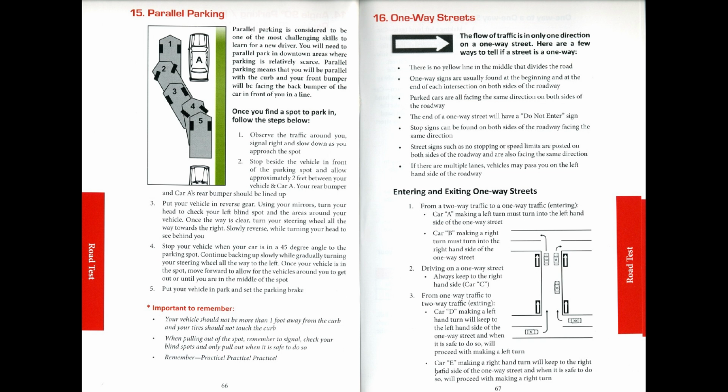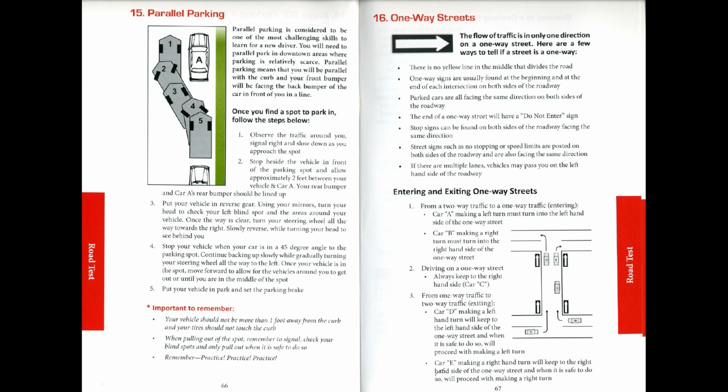The end of a one-way street will have a "Do Not Enter" sign. Stop signs can be found on both sides of the roadway facing the same direction. Street signs such as "No Stopping" or speed limits are posted on both sides of the roadway and are also facing the same direction. If there are multiple lanes, vehicles may pass you on the left-hand side of the roadway.